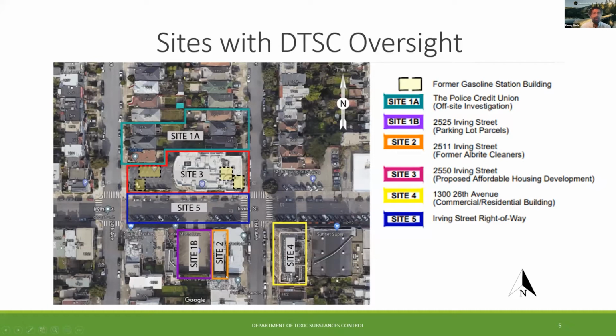Finally, over here on the bottom right is Site 4, which is 1300 26th Avenue, also a voluntary agreement. Historical information reviewed to date does not indicate PCE use for historical operations at this site. Rather, this is an example of a responsible party working with us, not because they have a potential release, but because they want to proactively and conservatively work with DTSC to confirm their building has no vapor intrusion issues or manages vapor intrusion appropriately.